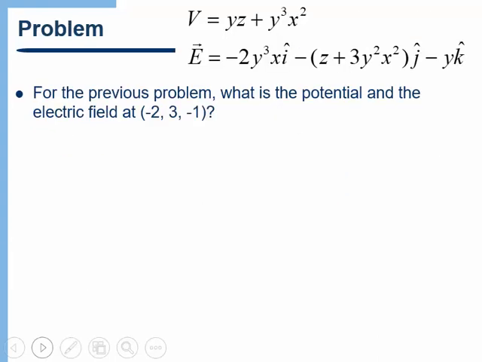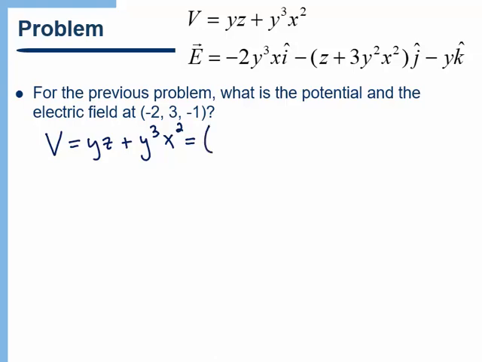Continuing with the problem, we could now ask, what is the potential and what is the electric field at this particular point in space? So now we're just going to plug into the formula. For V, we get yz plus y cubed x squared. And so I just plug in the values. In other words, y is 3, z is negative 1. Then I've got 3 cubed for y, and I've got negative 2 squared for x.